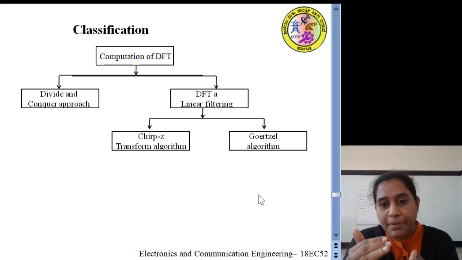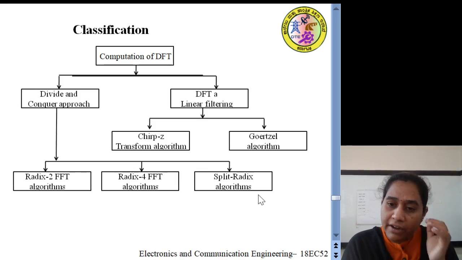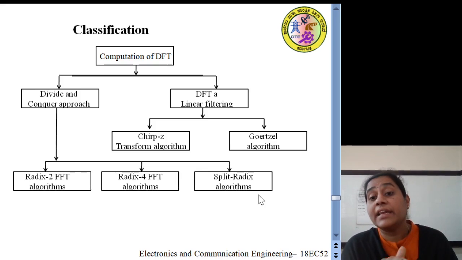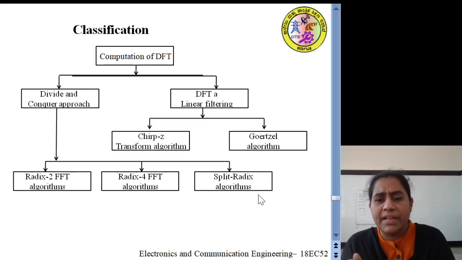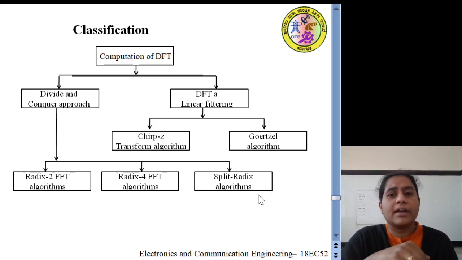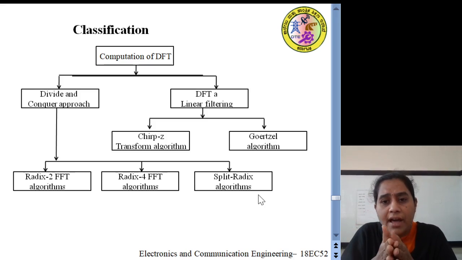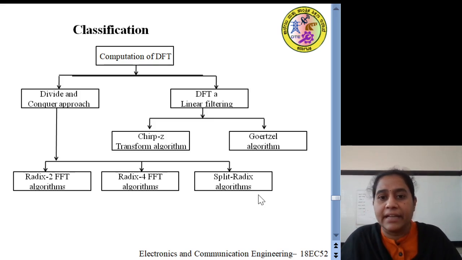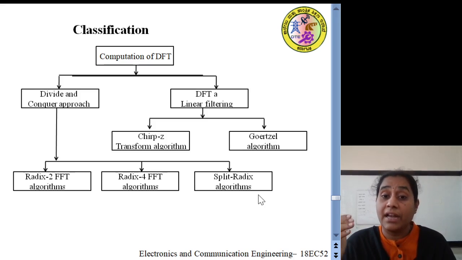In that, the first part, the divide and conquer approach, is again classified as three different algorithms. Okay, three different kinds we can say. So in divide and conquer, if we are taking an N-point DFT, we are dividing it, that means we are decimating, we are splitting it like that. So there are three main algorithms that come under the divide and conquer approach.